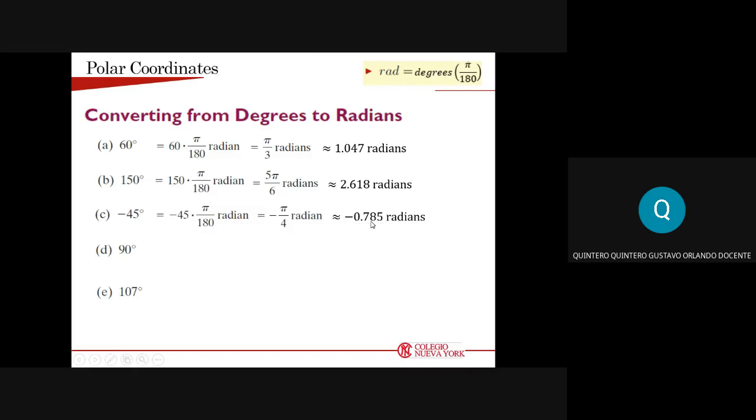That is it. Let's jump to the next one, 90 degrees. Let's see who gets it first. We have 1.571 radians. And last but not least, 107 degrees. If we put it in the formula and then in the calculator, we round to 1.868 radians. Beautiful, guys. Perfect stuff.